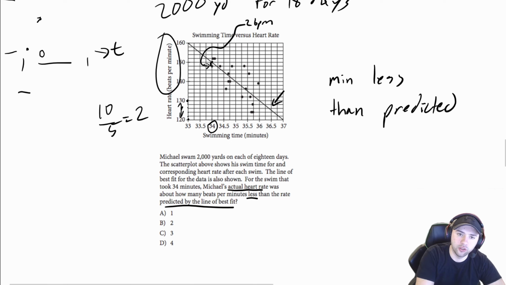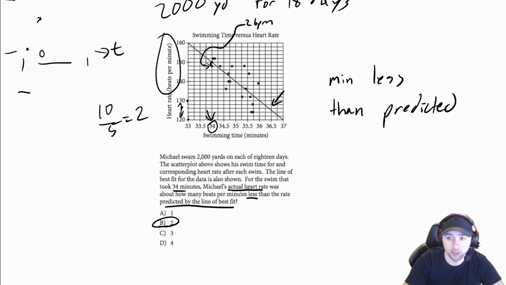The data point was 2 beats per minute lower than the line of best fit on that particular day where he swam for the 34 minutes. So our answer choice here would be B.